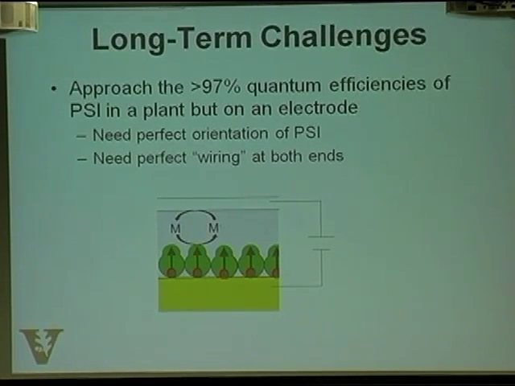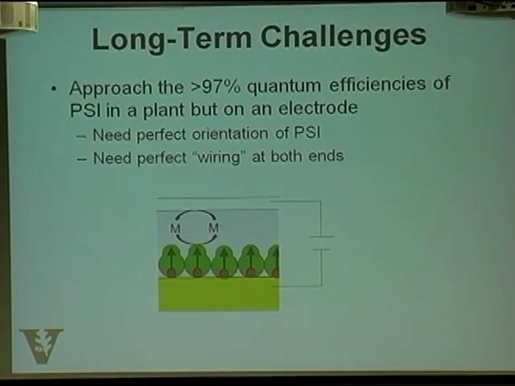The first long-term challenge I'll identify here is it would be really nice to ultimately approach the quantum efficiencies that PS1 has in a plant. So I threw out that number earlier, greater than 97%. Can we take it out of the plant and get a 97% quantum efficiency, basically meaning of the light that we're absorbing, are we going to be able to use that at a 97% efficient rate? Okay, that's a real challenge.